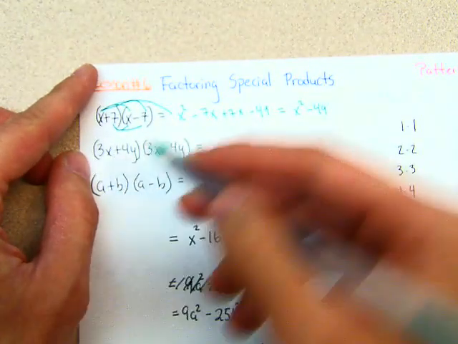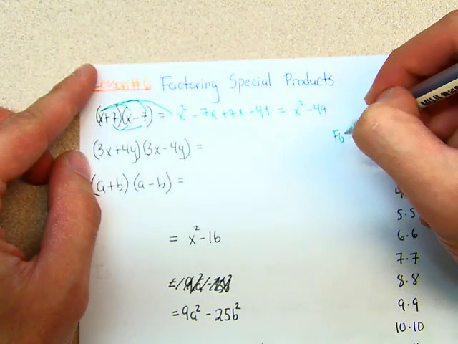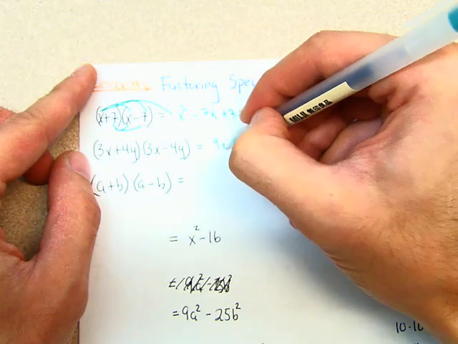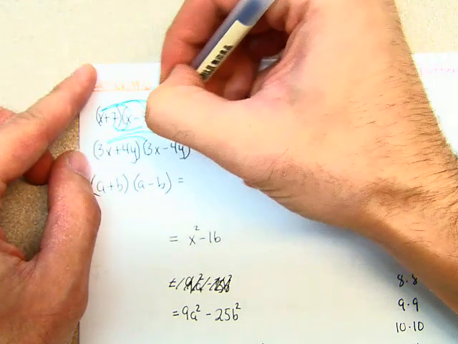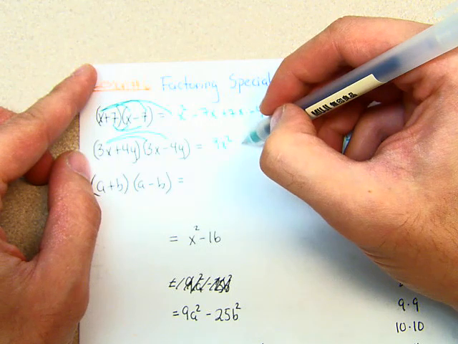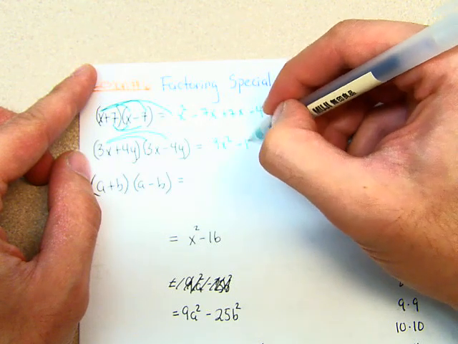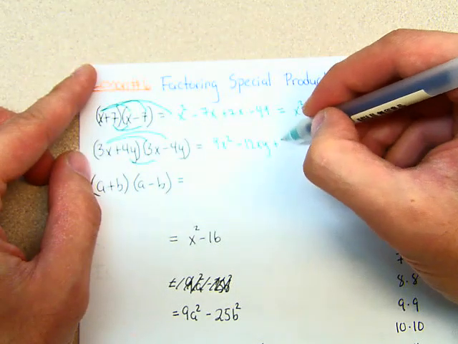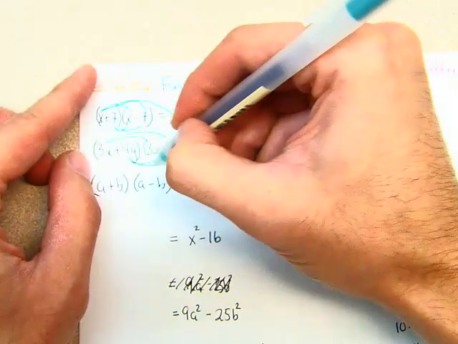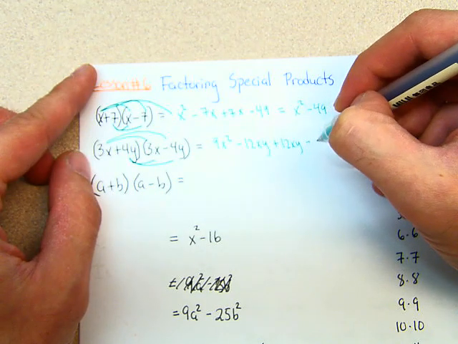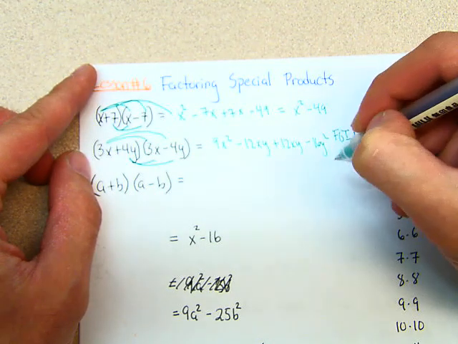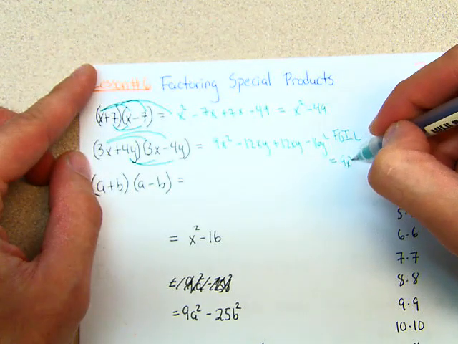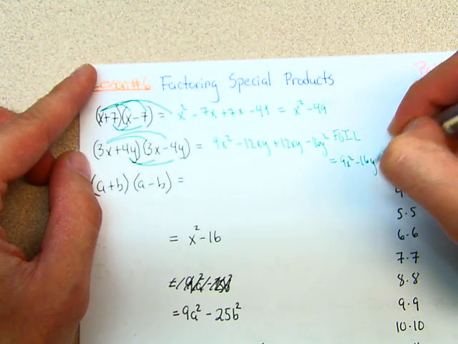What will happen here? Let's say we do FOIL again, remember? Right? 3x times 3x is 9x squared. 3x times minus 4y is minus 12xy. And 4y times 3x is plus 12xy. And 4y times minus 4y is negative 16y squared. And that will equal what? Remember, the two middle terms cancel out, so you just have 9x squared minus 16y squared.